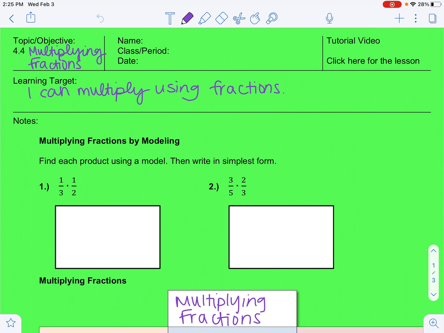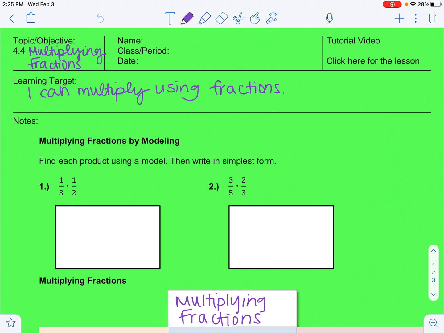Alright, here's the deal. Adding and subtracting fractions can kind of be confusing because you need to get common denominators. But multiplying fractions is by far the easiest with fractions because you don't need to get common denominators. You just have to multiply. If you're pretty good at multiplying, or if you know how to use a multiplication chart, this should be pretty simple for you. Okay, so let's go ahead and get started then.